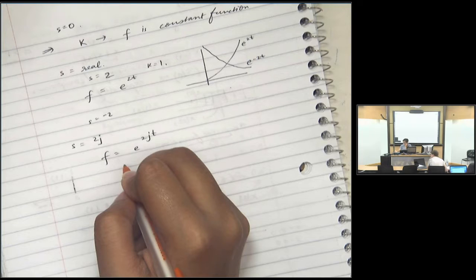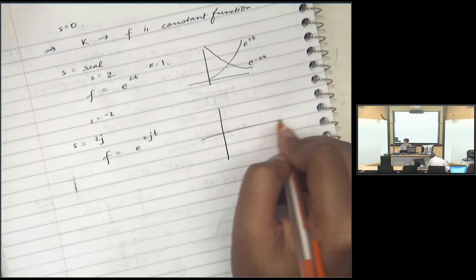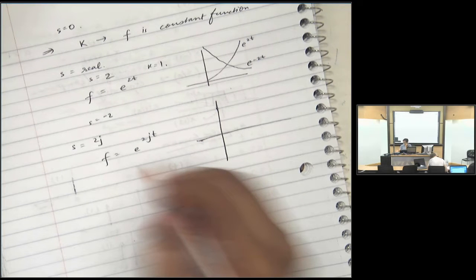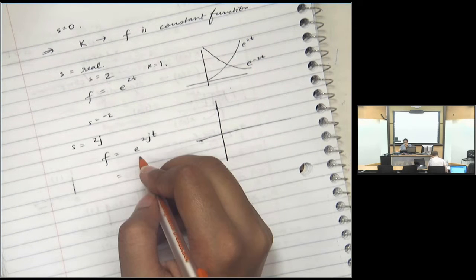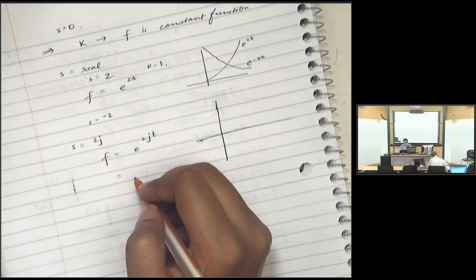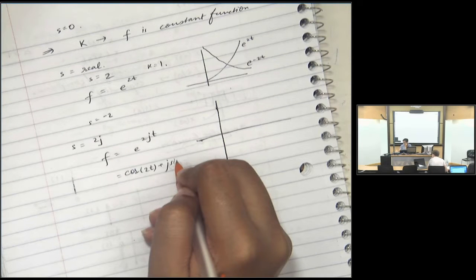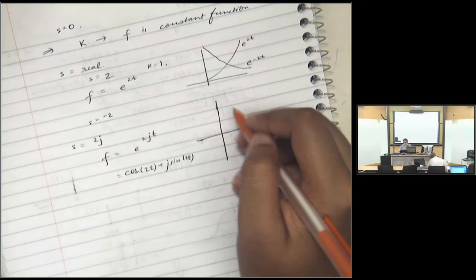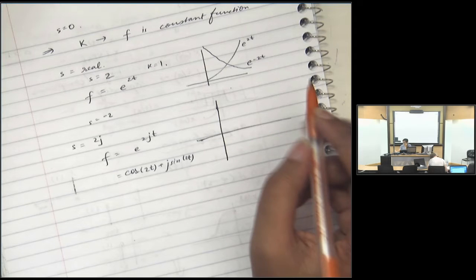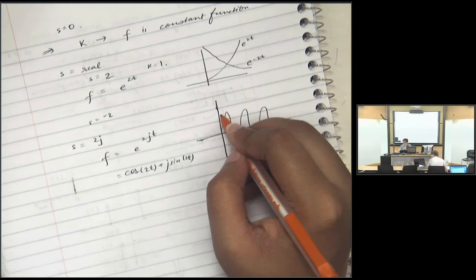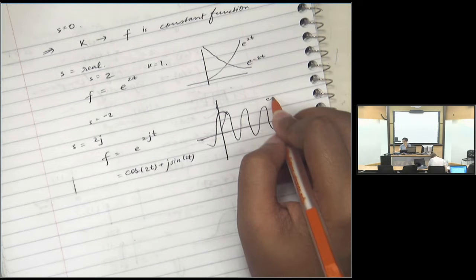That means, what does that mean? What is the expansion of e raised to power 2jt? Euler's identity. That's it. Cos of 2t plus j sine of 2t. Here we are only plotting your real part of the function, okay? So you'll have a cosine function. Oops, sorry, cosine will go like this. Okay, so cos of 2t.